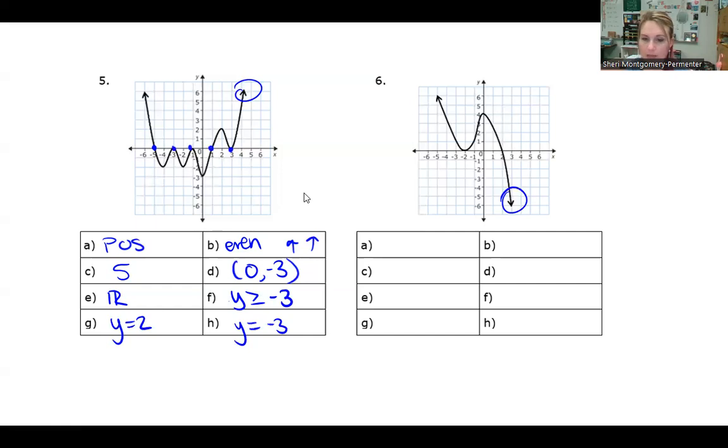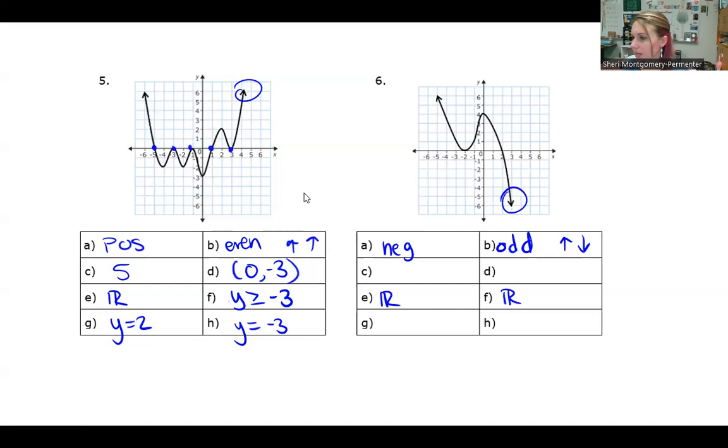So question 6. Am I positive or negative? Negative, very good. So I have one pointing down, one pointing up. Is that even or odd? So when I'm odd, that makes my range a lot easier. What's my range when I am odd? All real numbers. I'm going to go ahead and jot that down.